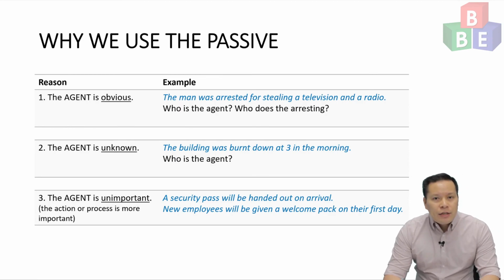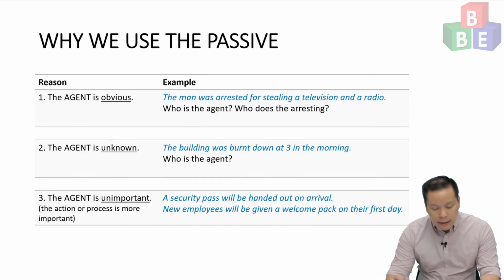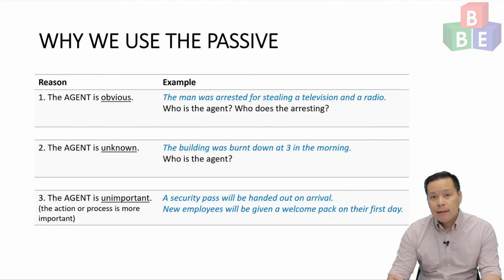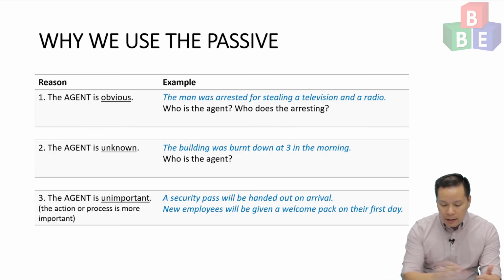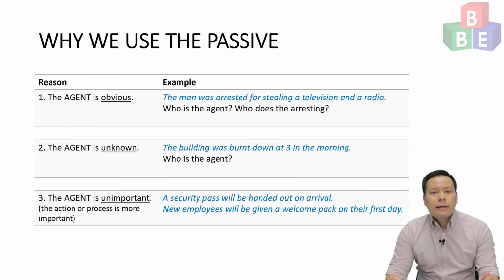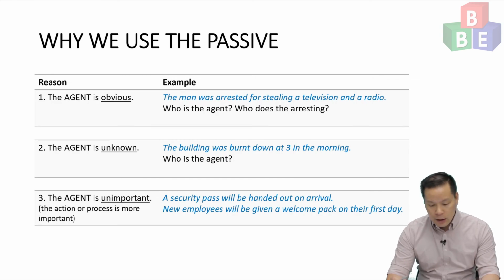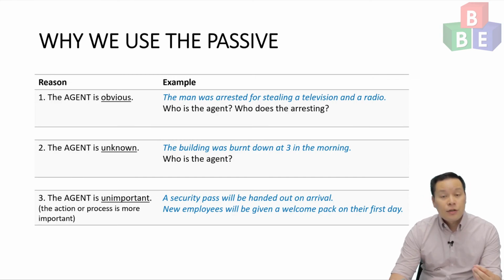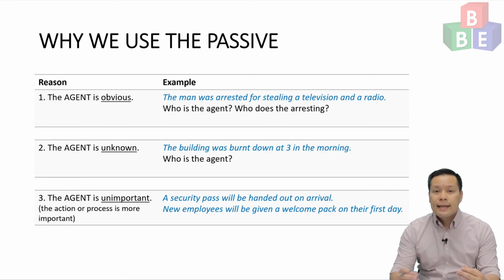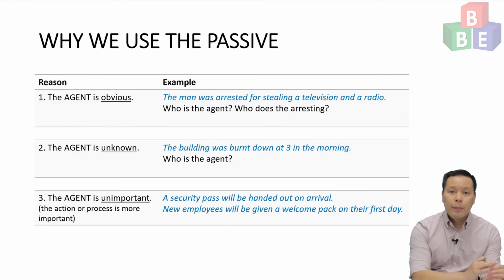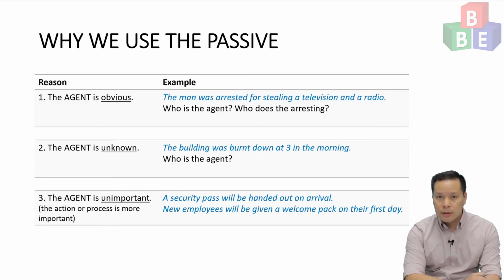Do we know who the agent is? Quite possibly. In the first example, the agent could be the security guard at the reception, or it could be a receptionist at the lobby of a building. But we don't care. This person is not important. What is important is the action. The fact that you are going to receive a security pass which is necessary to access the building. This is more important.